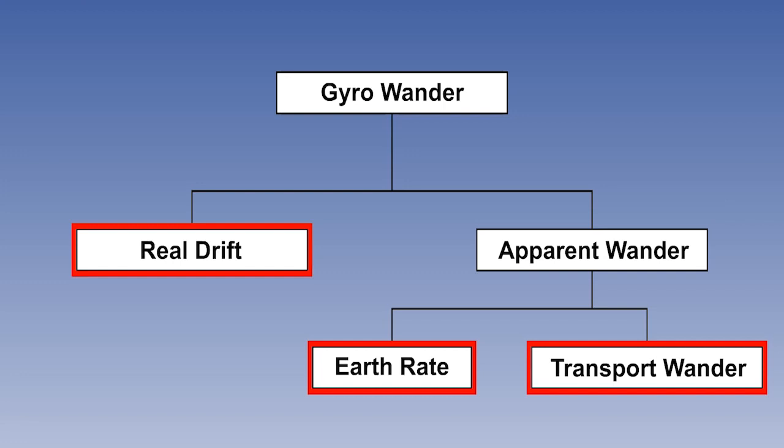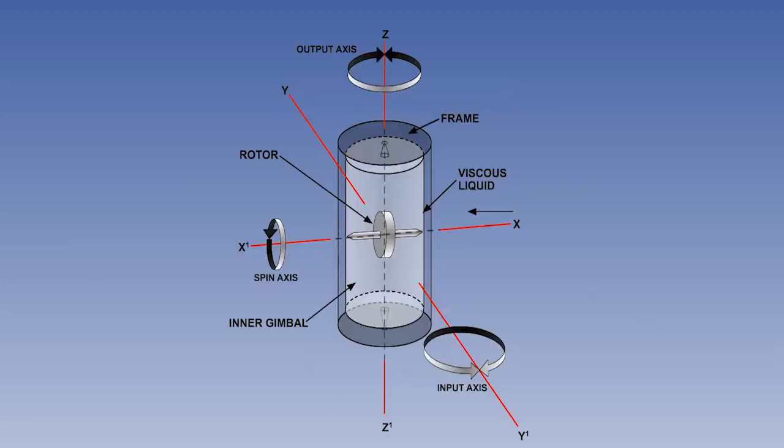The errors of a gyro are real drift, also known as random wander, earth rate, and transport wander. Real drift in INS quality gyros is of the order of 1/100th of a degree per hour. However, if an INS were fitted, it would not normally be necessary to use grid, because most inertial navigation systems are polar programmed and can continue to operate in true up to very high latitudes.